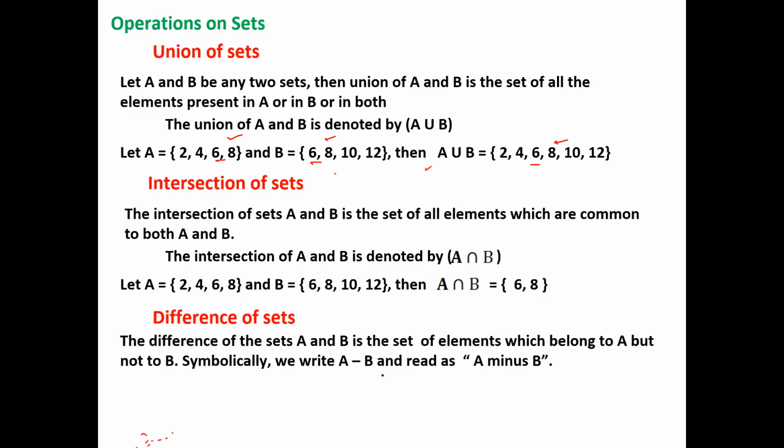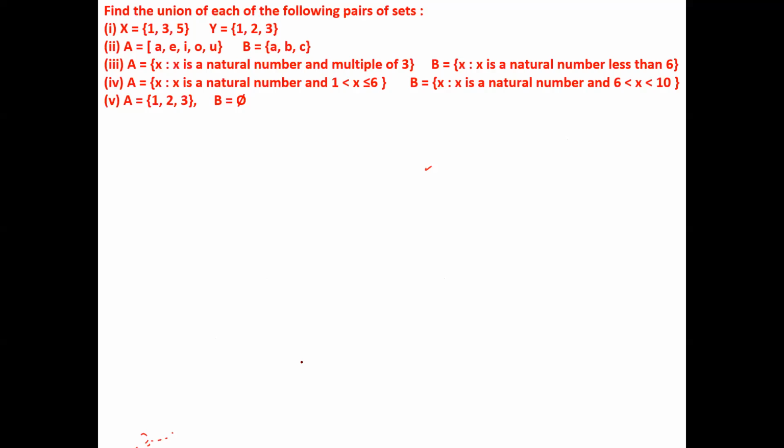Difference of sets. Common elements only we write in intersection. Common elements only. Difference is: from A, remove the elements in B and write the remaining. From A, remove the elements in B. What is not there, we cannot remove. What is there, we can remove and write the remaining elements. Examples are given. I think mostly self-explanatory. X union Y: 1 we don't write 2 times. Common elements we write only once.